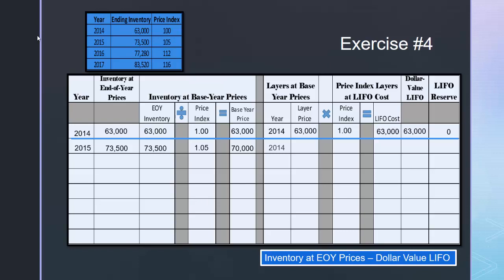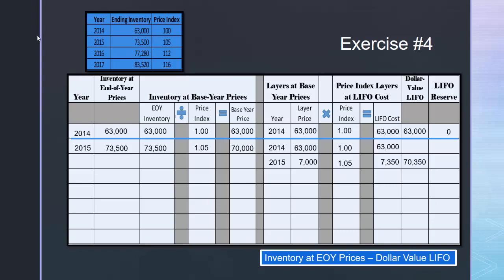Well, let's layer our inventory then. Because our inventory at base year price went up, we're going to have to create a new layer for the difference. So let's bring down what we had before. We have that 2014 layer of inventory. It's $63,000. Its price index was 1, meaning its LIFO cost was $63,000. Our inventory went from at base year price from $63,000 to $70,000. That is an increase of $7,000. So we're going to make a separate layer in 2015 for that amount of increase, that's $7,000. And then we're going to multiply that layer price of $7,000 times that year's price index, 1.05, bringing us a LIFO cost of $7,350. Now when we add those two numbers together, we get $70,350.